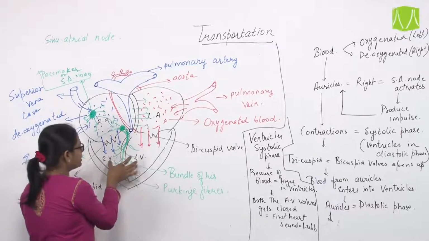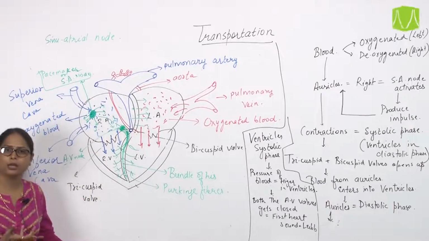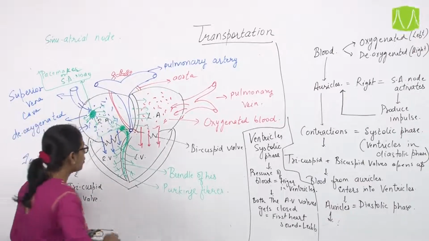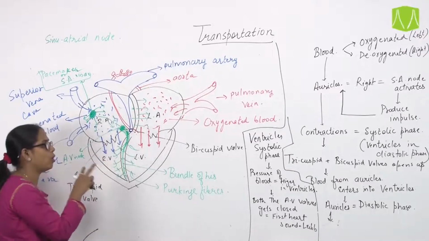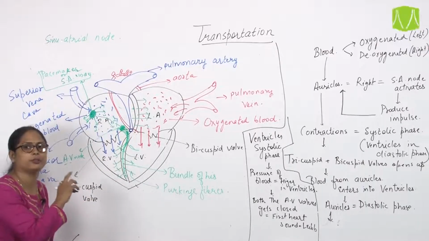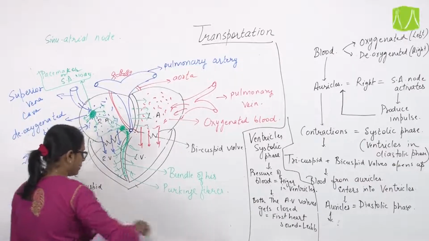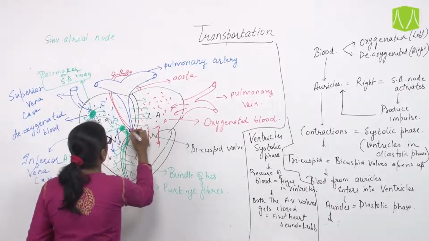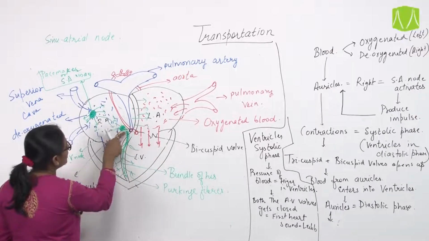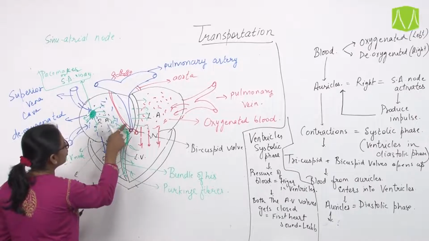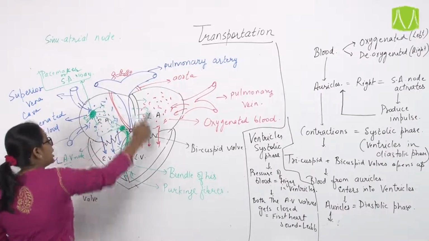Now what is happening? Due to closure of these valves, pressure becomes even higher in the ventricle. Now what happened? After increasing of pressure in the ventricle, or after passing through the systolic phase in the ventricles, both the semilunar valves open, one semilunar valve opening into the pulmonary artery, the other semilunar valve opening into the aorta.